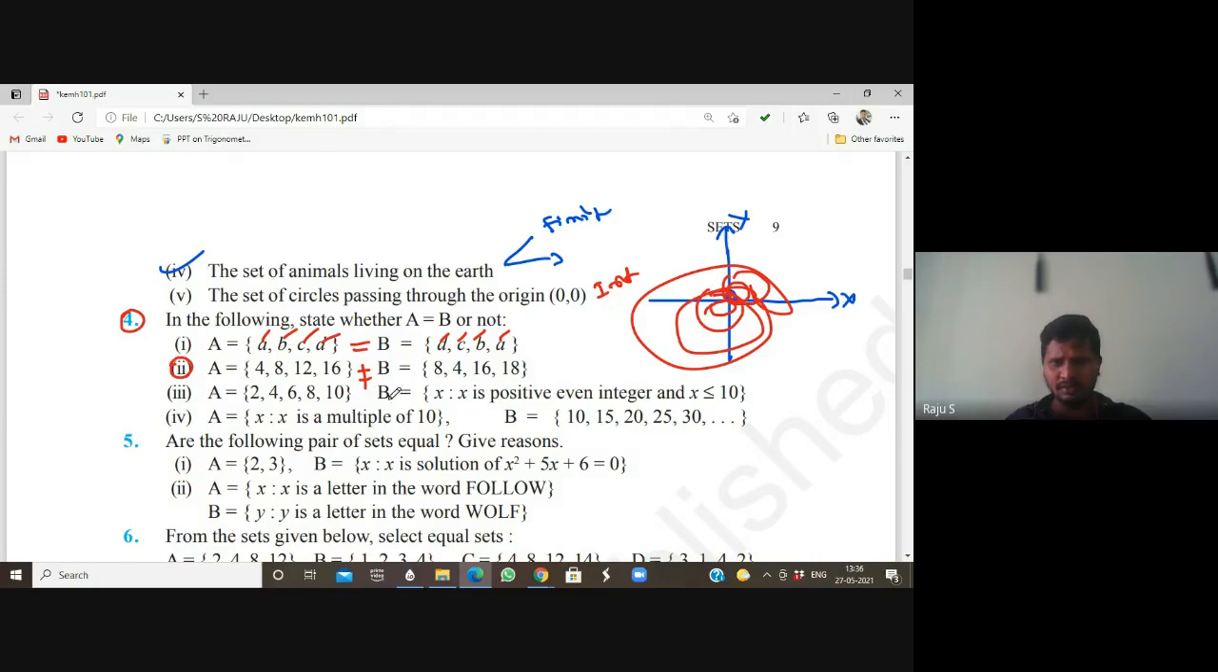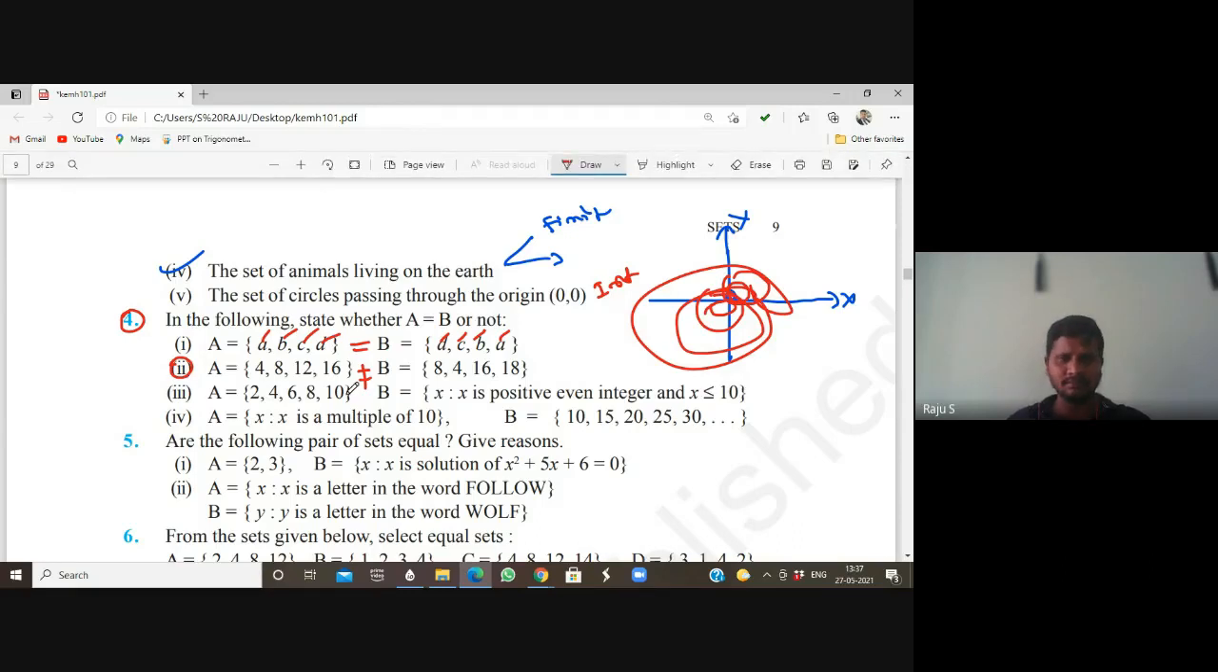Now, what about the third subdivision? Equal, sir. Yes, be ready and you tell me. X is a positive even integer less than or equal to 10. Equal or not, students?